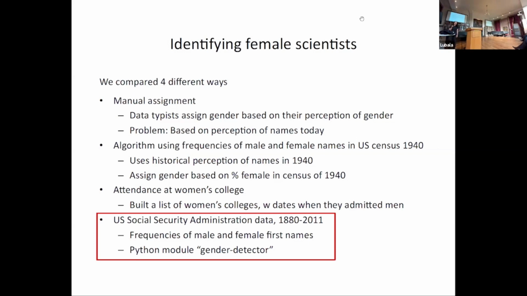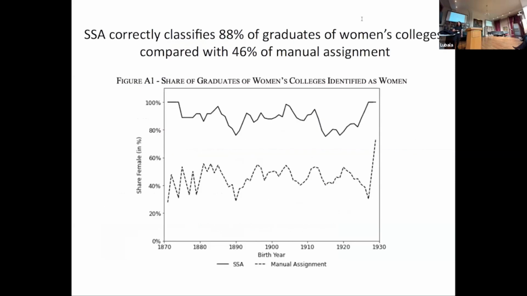And we end up using the data from the US Social Security Administration between 1880 and 2011, because we need to know whether, say, Marion, which now I would say is clearly a woman, well, if you go back to 1920, it's a guy. So we need to control for that. And then we're also horrible at identifying Asian names. So we go through all the Asian names and we assign them by hand, and we have a code for this. So with that assignment, purely the Social Security Administration data, we actually have much better assignment than manual assignment.